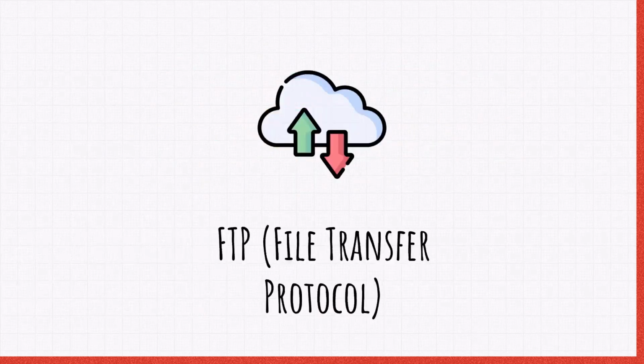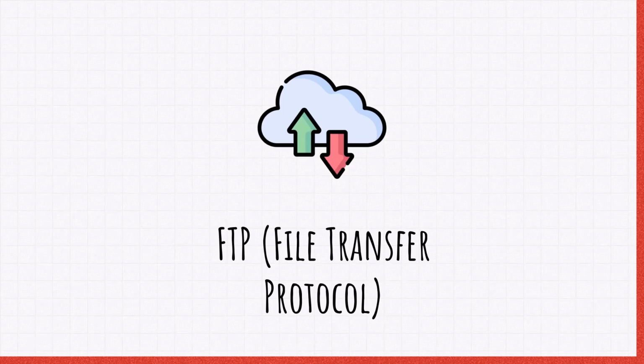FTP, or File Transfer Protocol, is a standard network protocol used for the transfer of files from one host to another over a TCP-based network, such as the Internet. Now, FTP works by opening two connections that link the computers trying to communicate with one another. One connection is designated for the commands and replies that get sent between the two clients, and the other channel handles the transfer of data.